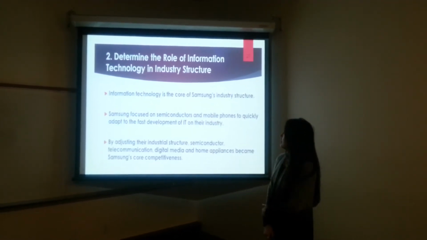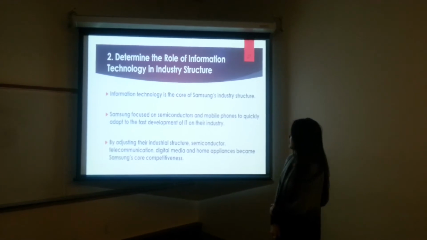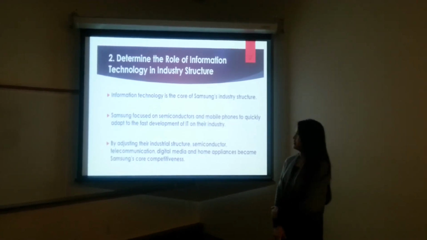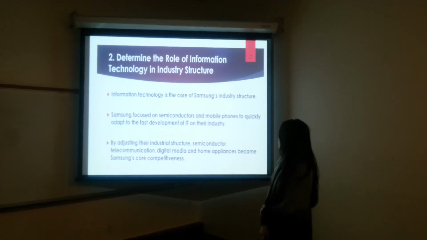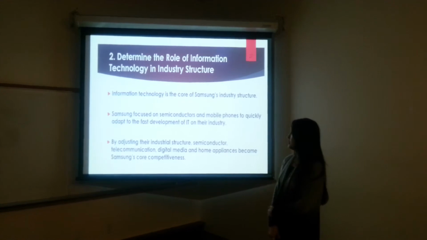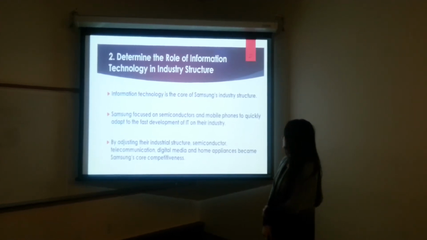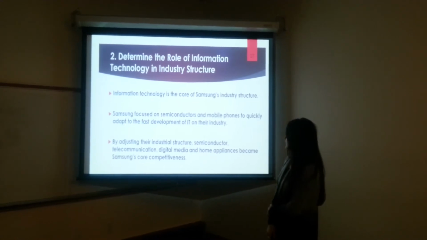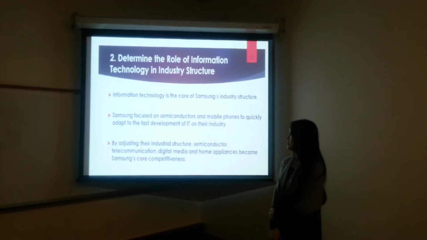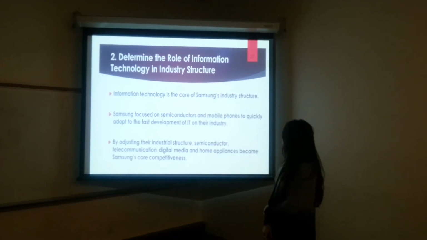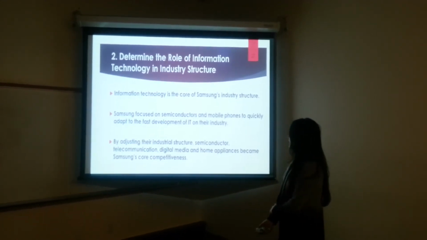And the second, determine the role of information technology in industry structure. Information technology is the core of Samsung's industry structure, and Samsung focused on semiconductors and mobile phones to quickly adapt to the fast development of IT in their industry. By adjusting their industrial structure, semiconductor, telecommunication, digital media, and home appliance became Samsung's core competitiveness.